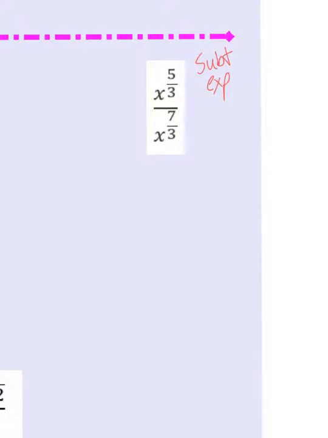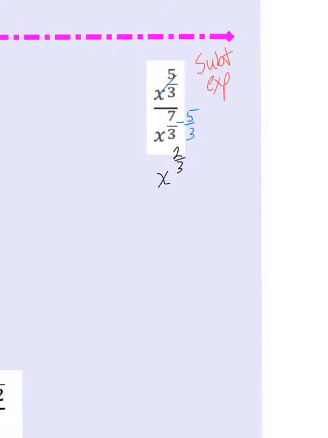Okay, so 5/3 is smaller than 7/3. So we want to cancel all of these and subtract them here. So these are going to cancel, and I'm going to subtract 5/3. Again, I have like denominators, so I can subtract. So 7 minus 5 is 2/3.